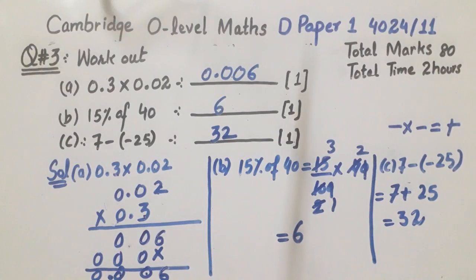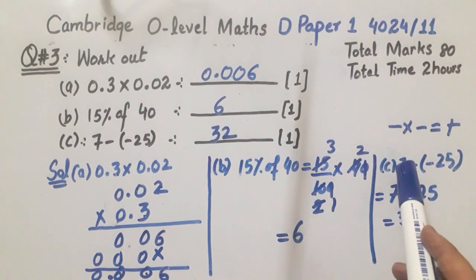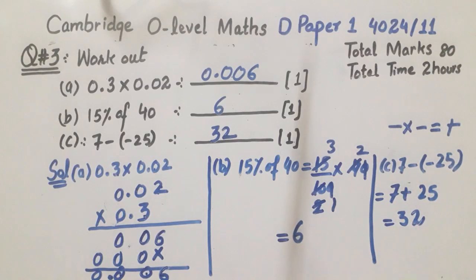I hope you understand all the different concepts that are used in this question number 3. First we have multiplication of two decimal numbers and then we place the decimal point. In the B part you have to find 15% of 40, and in this you just divide this by 100 and multiply by 40. And in the C part, minus minus will become plus and you will add 7 plus 25, that is equal to 32. Now we will solve question number 4.